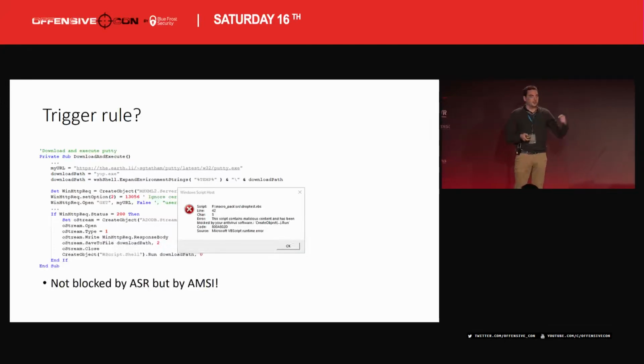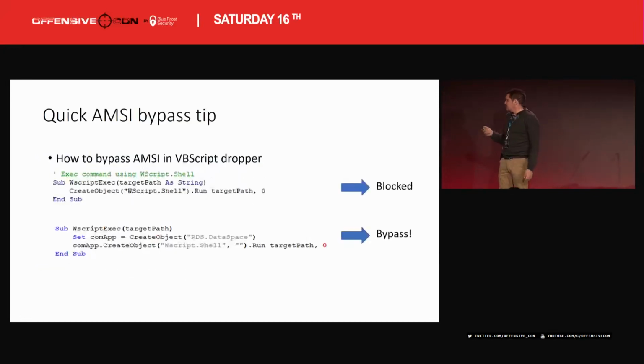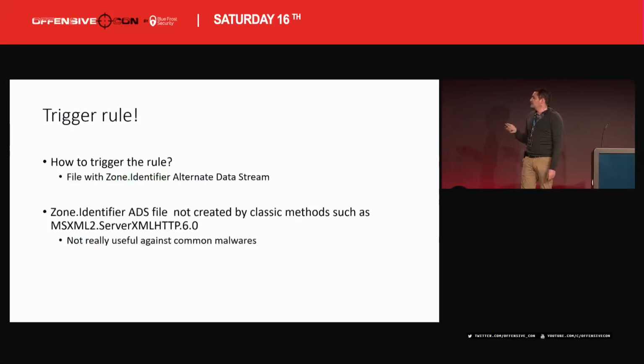And with the PowerShell script I told you about earlier, I found some objects really useful to bypass AMSI. Here's an example. This is blocked by AMSI, but if I use this object, RDS data space, I have create object, which I can use to create a WScript shell run, and this bypasses AMSI. That's not detected. So now that we have the AMSI bypass, how do I trigger the rule?